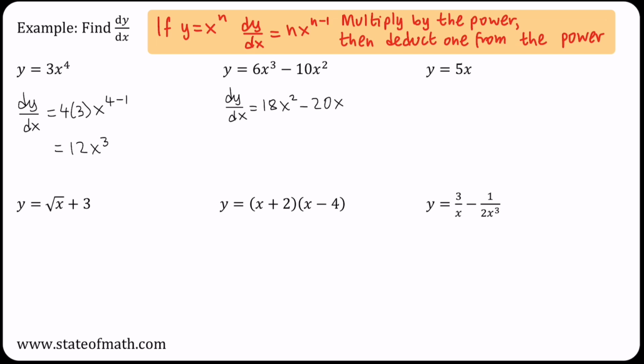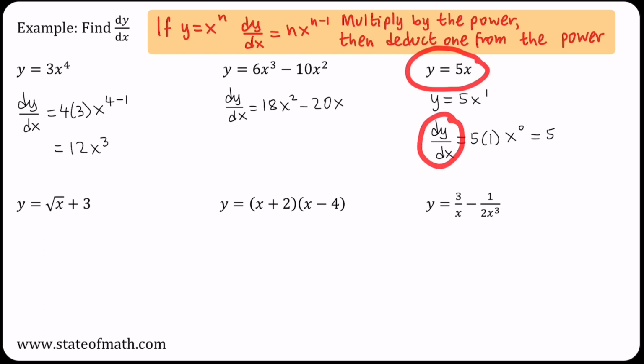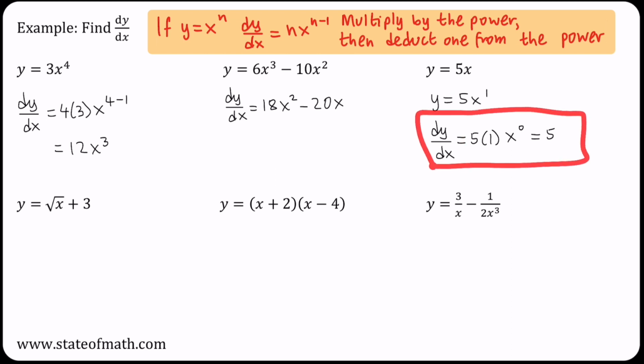Y is 5x. We will write this as 5x to the 1. So dy/dx will be 5 times 1 x to the power of 0. We know that x to the power of 0 is 1, so this is simply 5. This is an interesting example actually because it confirms that this is a straight line with a gradient of 5, and we know that the dy/dx expression represents the gradient. So we confirm that the gradient is always 5. It's a straight line.